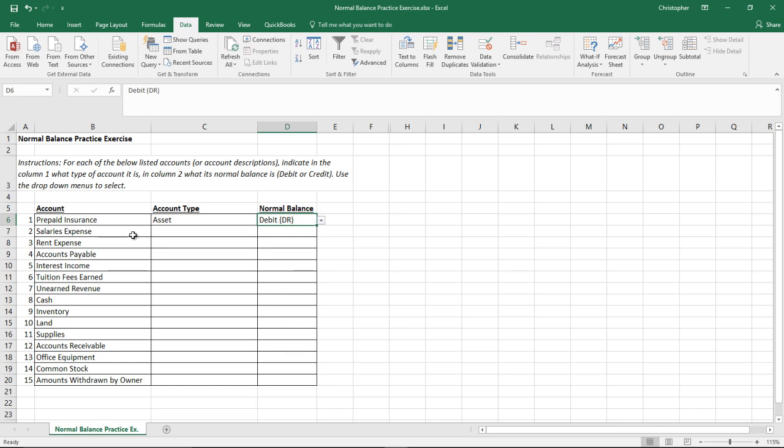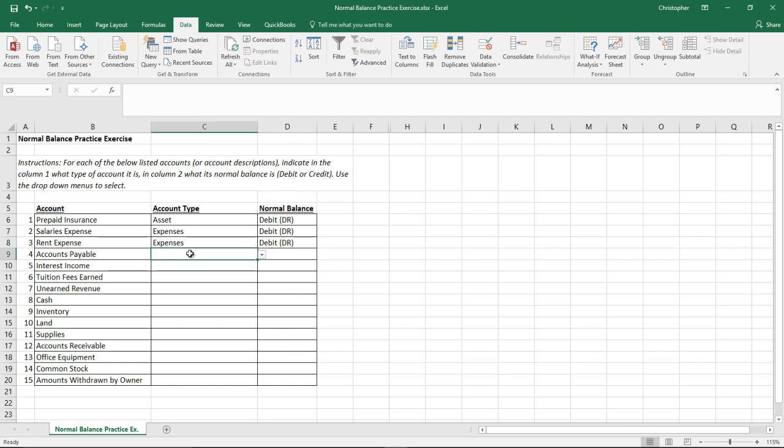Then we get to the salaries expense, and the name pretty much gives it away. It is indeed an expense account. Expenses have a normal debit balance. That's the E in the DEAD mnemonic. Rent expense, again, that's going to be a repeat. That's still an expense. Still has a debit balance.